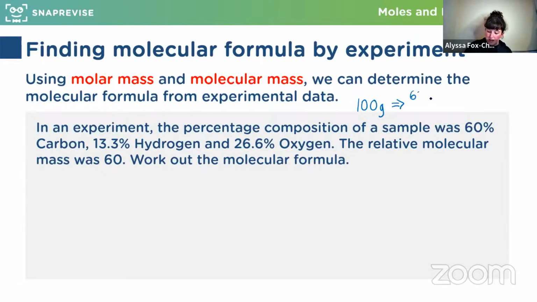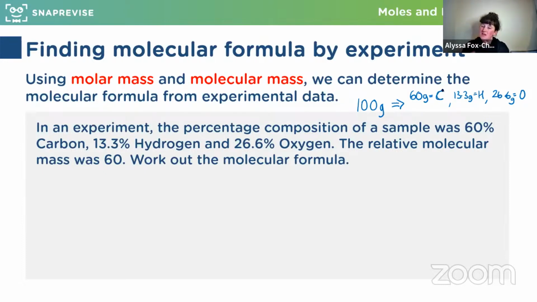Because if we know the percentage composition, if we've got 100 grams of the substance, then we know that 60%, i.e. 60 grams, is carbon. 13.3%, i.e. 13.3 grams of 100 grams is hydrogen, and 26.6%, i.e. 26.6 grams of our 100 grams is oxygen. Oh, I put oxygen first. That should have been carbon. 60 grams of carbon. Apologies. There, 60 grams of carbon.